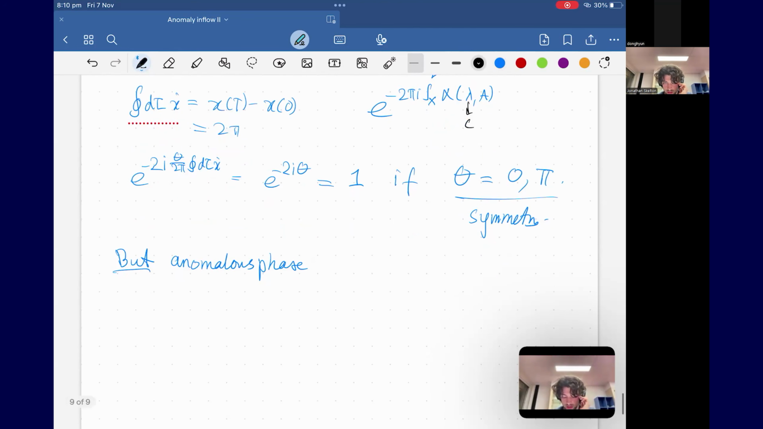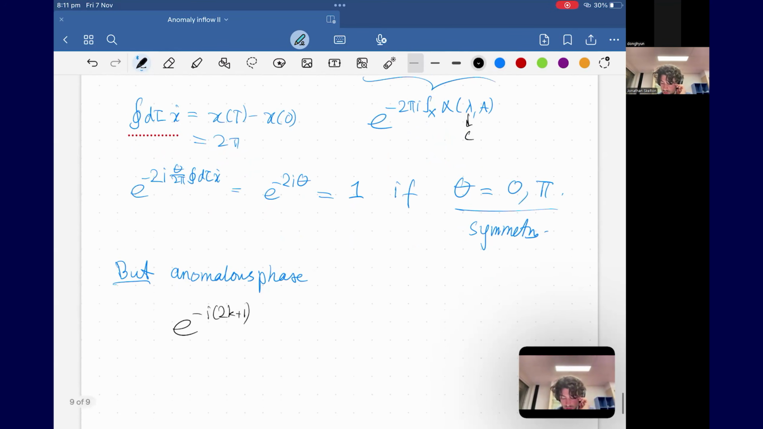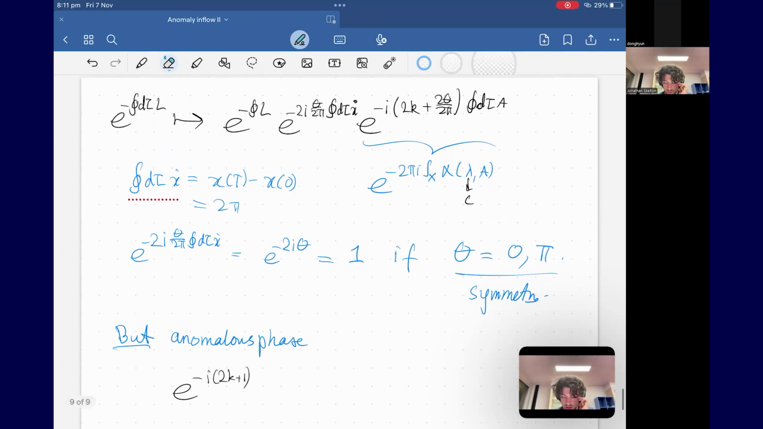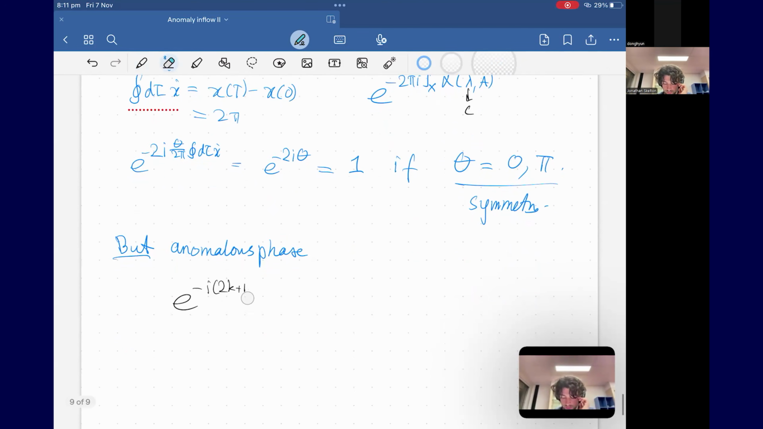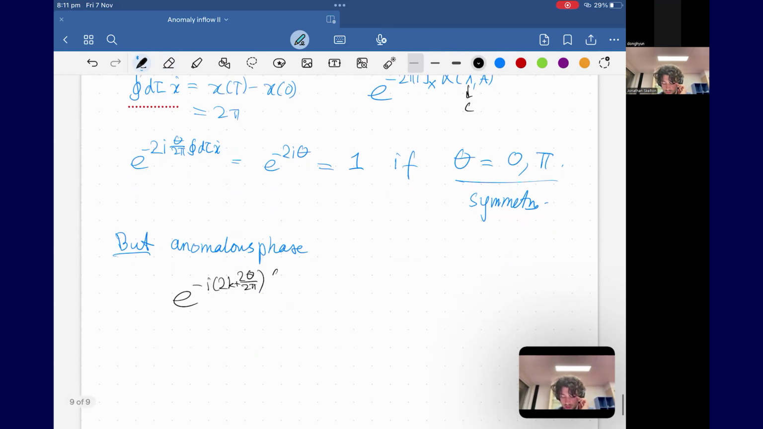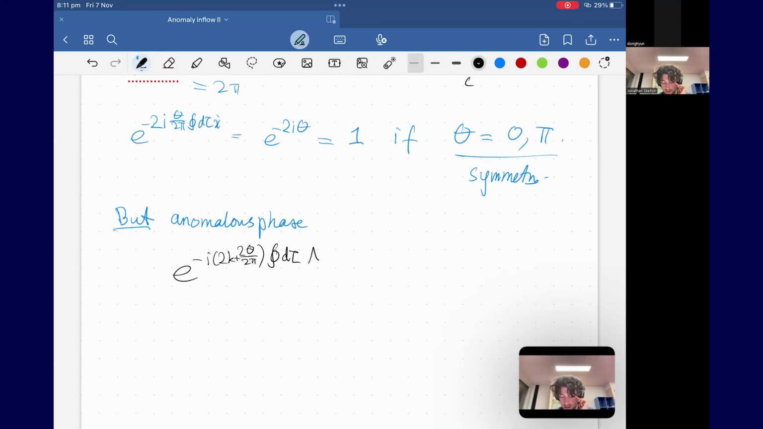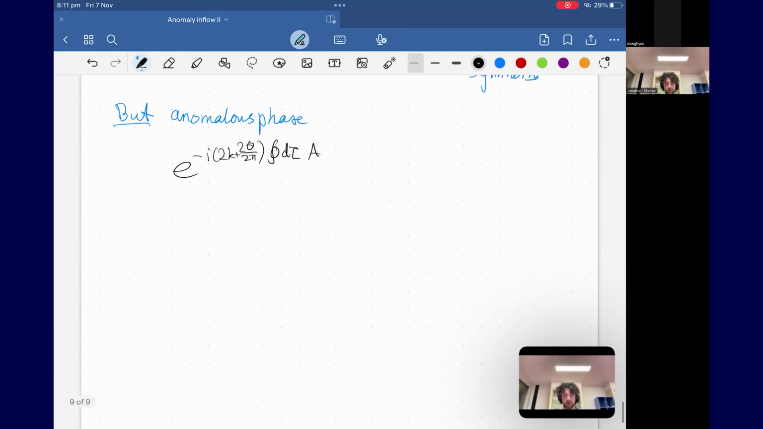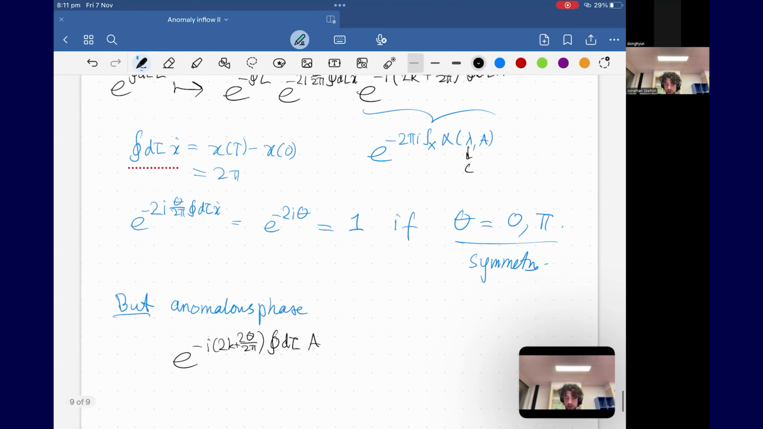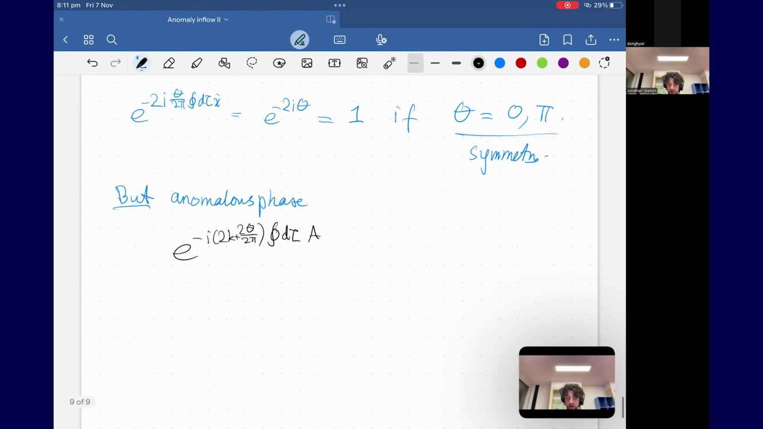Which is e to the minus i(2k+1). Sorry, let me write this. Plus 2 around 2 pi. dt tau a. Okay, so we have this anomalous phase. So we have two different conditions that we need to... Okay, so let me write this properly.